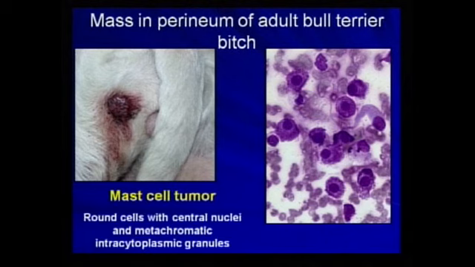This is obviously a mast cell tumor. And can you grade this one for me? Is it low grade or high grade? If you said that it is low grade, you're wrong. If you said it's high grade, you're wrong. What I'm hoping for you to say is that you can't grade on cytology, and that's absolutely true.